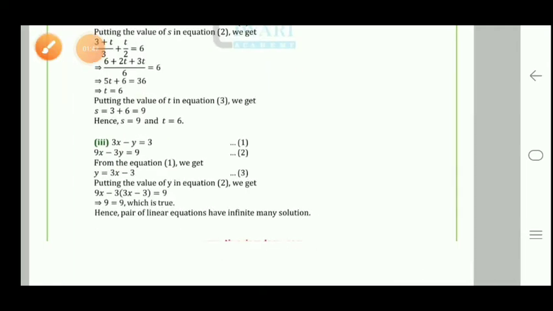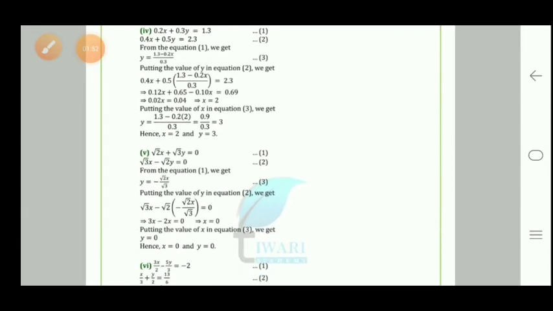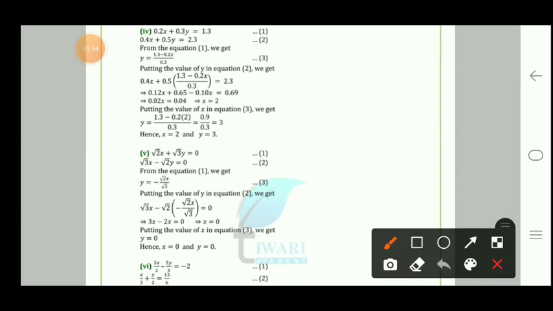Now moving towards the next part, the fourth part. It is given that 0.2x plus 0.3y is equal to 1.3 and 0.4x plus 0.5y is equal to 2.3. From equation 1 we can write y is equal to (1.3 minus 0.2x) over 0.3. Now putting this value in equation number 2, we get 0.4x plus 0.5 into (1.3 minus 0.2x) over 0.3. On solving this we get x is equal to 2.